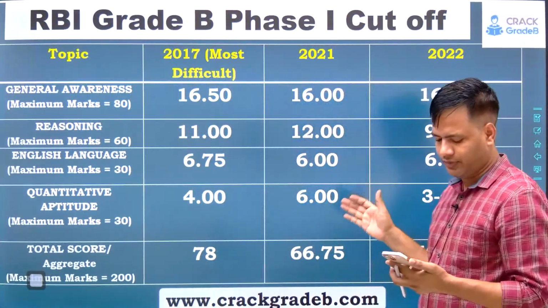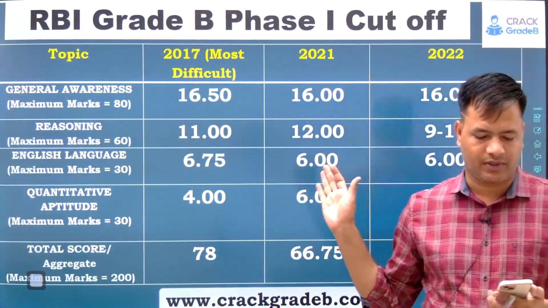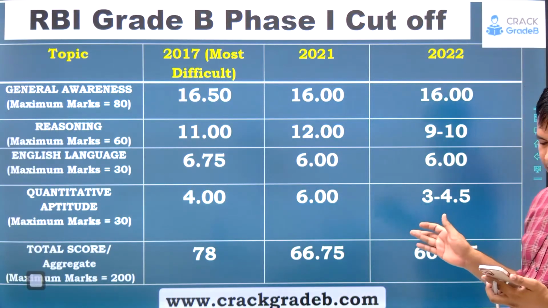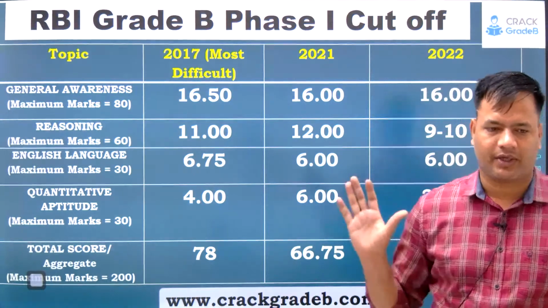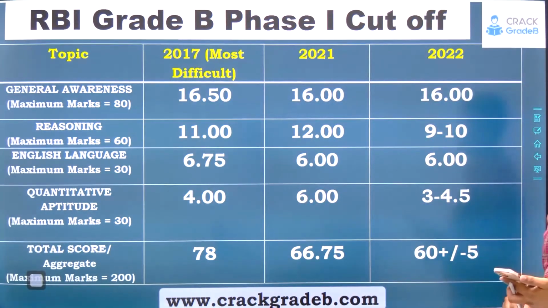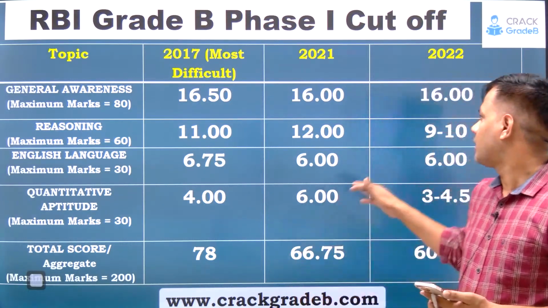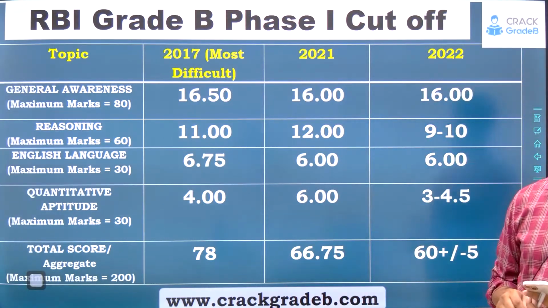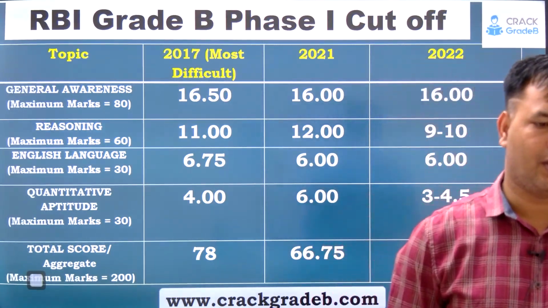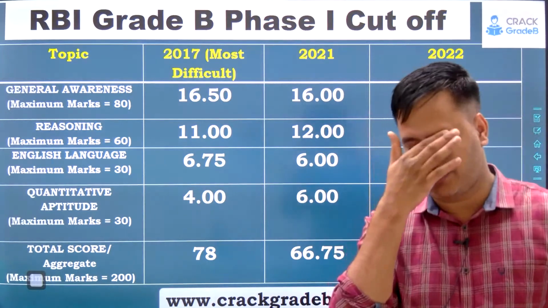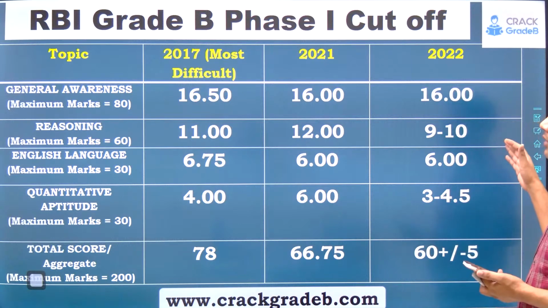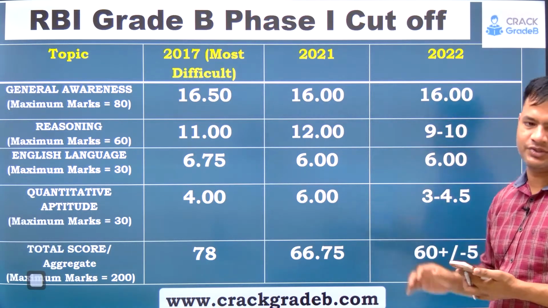About the cutoff, we have already shared this PPT on our Telegram channel. The cutoff may be in this range, 62 plus minus 5, based on various reasons. Reasoning was the toughest part in this paper, and GA we cannot say it was easy. Many questions were fact based, data based, and in depth, so students cannot score too much in the GA part.